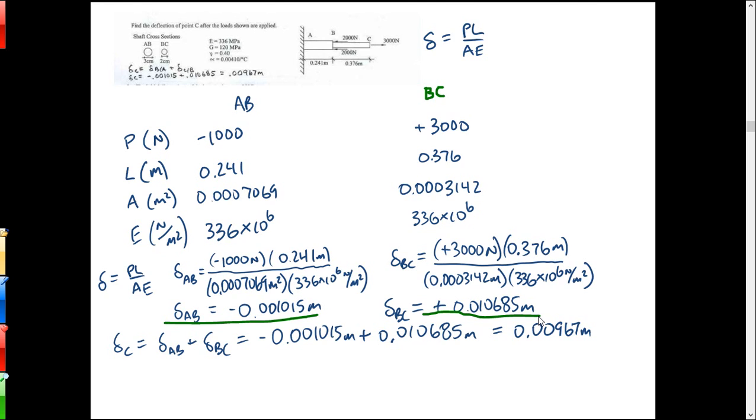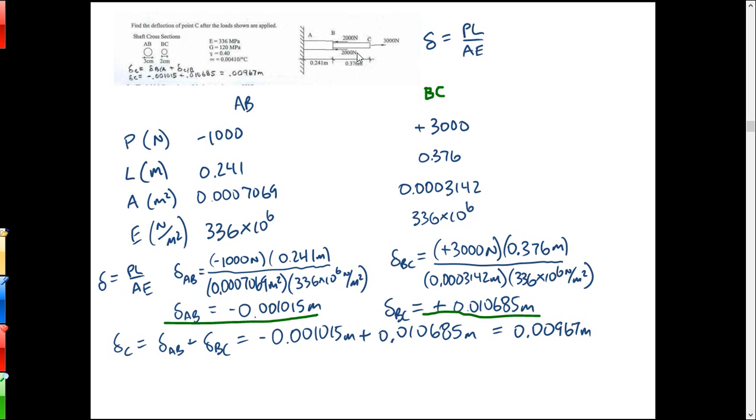So what's going on here is that AB is getting a little bit shorter. BC is getting longer. So I'm adding those two together to get the net effect of both. So the net effect is it gets a little bit longer, 0.00967. So it gets about a centimeter longer.